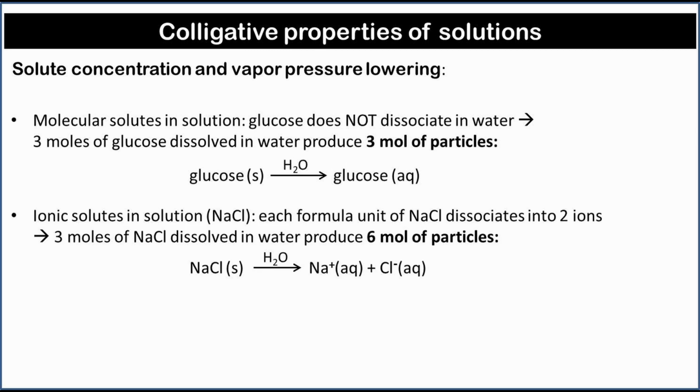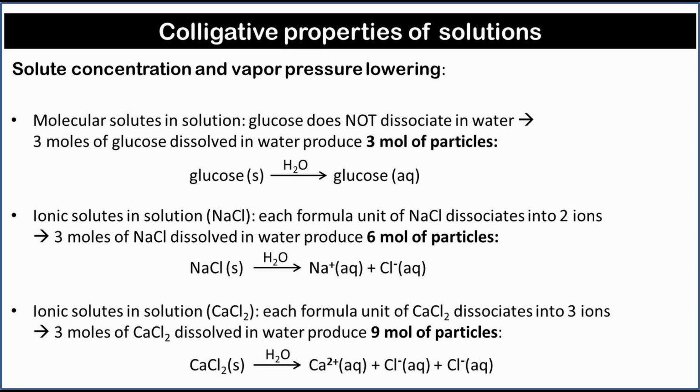Second case, ionic solutes in solution, for example, sodium chloride dissolved in water. Each formula unit of sodium chloride dissociates into 2 ions, so 3 moles of sodium chloride dissolved in water produce 6 moles of particles. Third case, ionic solutes in solution, for example calcium chloride. Each formula unit of calcium chloride dissociates into 3 ions, so 3 moles of calcium chloride dissolved in water produce 9 moles of particles.